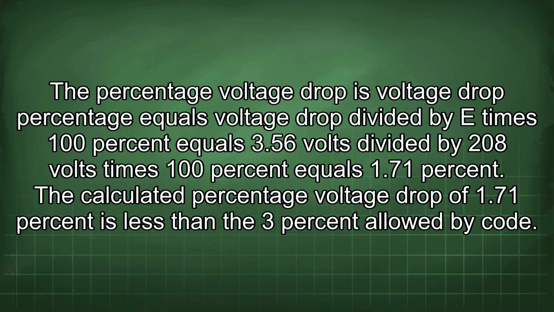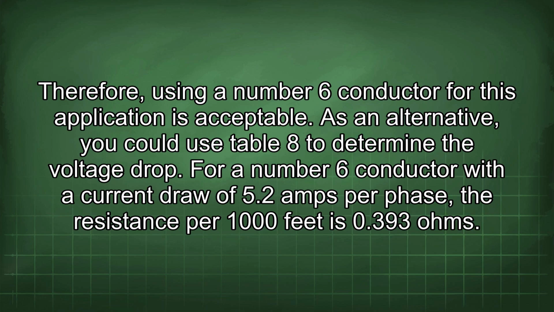The calculated percentage voltage drop of 1.71% is less than the 3% allowed by code. Therefore, using a number 6 conductor for this application is acceptable. As an alternative, you could use table 8 to determine the voltage drop.